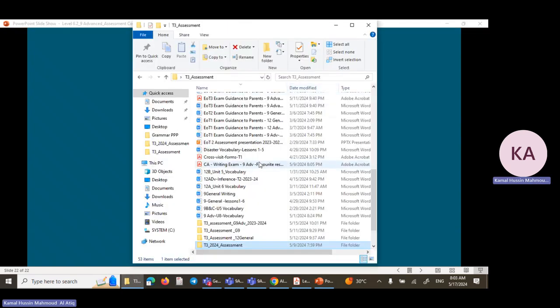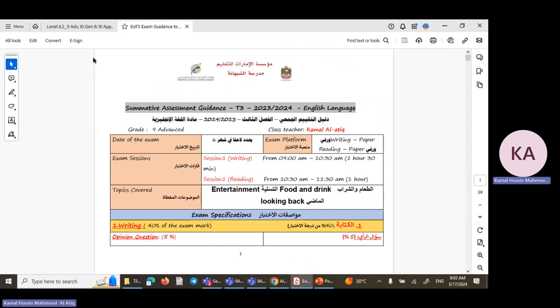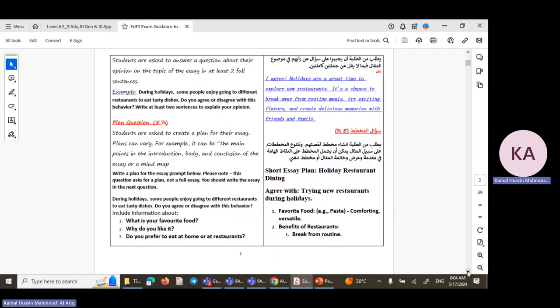During the exam, students will focus on many things, and I have prepared this kind of summative assessment guidance that focuses on the exam. Things that must be taken into your account, as I told you before: entertainment, food and drink, looking back. In the first question, for example, in the writing, students are asked to answer a question about their opinion on the topic.